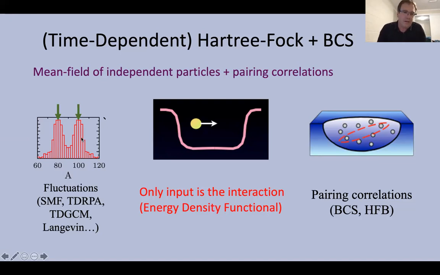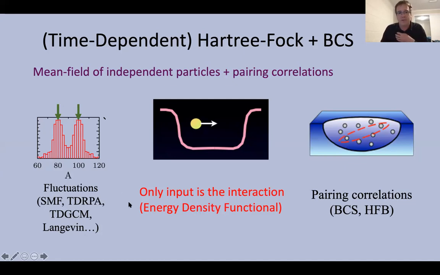So for instance, with the stochastic mean field approach, there's a time-dependent RPA. And if your method is based on potential energy surface, you can use the time-dependent generator coordinate method or solve the Langevin equation. So all these methods have been developed and applied by recent groups. I'm not going to need to go beyond mean field in today's discussion, because to discuss shell effects, just the position of the peaks are sufficient.